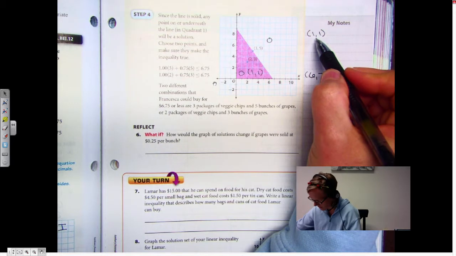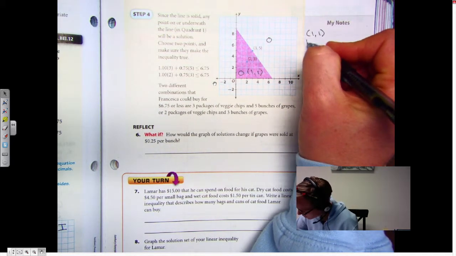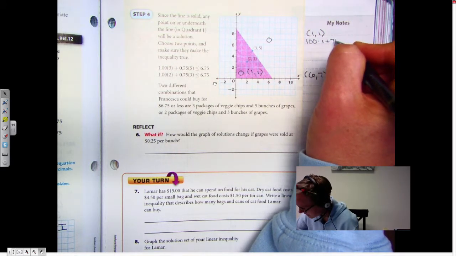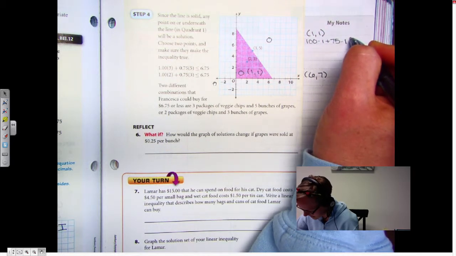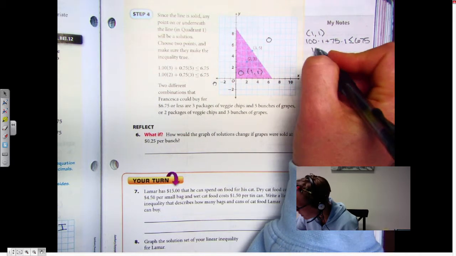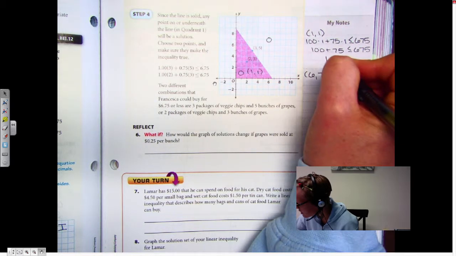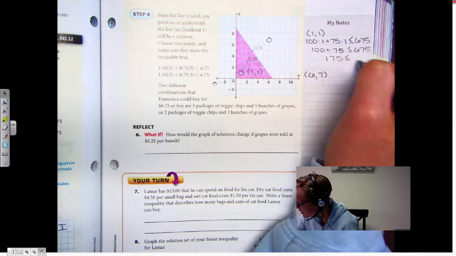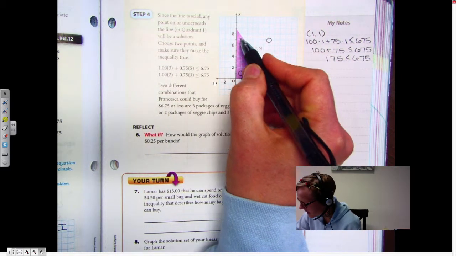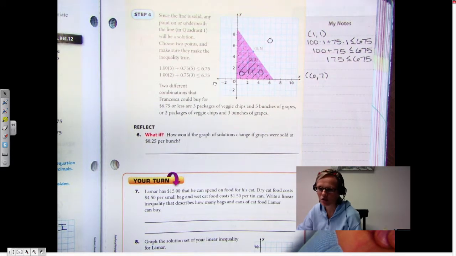So if I plug (1, 1) into my original equation, 100 times 1 plus 75 times 1, is that less than or equal to 675? 100 plus 75, is 175 less than or equal to 675? Yes, this is true. So that means that I'm going to shade the side with that point. So again, that same little triangle.